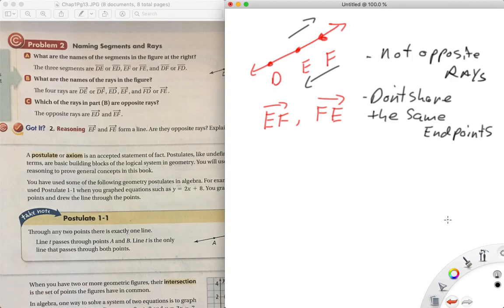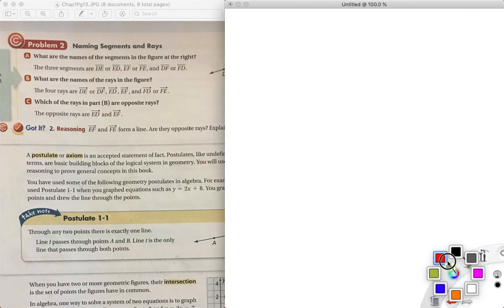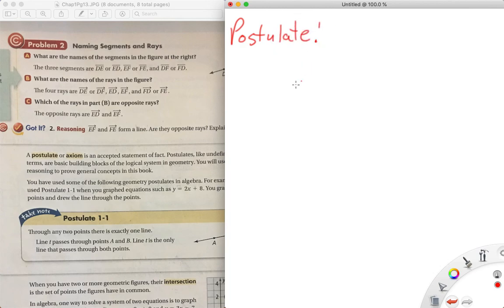Postulate or axiom. Nobody uses the word axiom too much, so we'll just call it a postulate. And what a postulate is in geometry is a rule that we don't have to prove. It is a rule that we don't have to prove, essentially. That is basically what a postulate is.